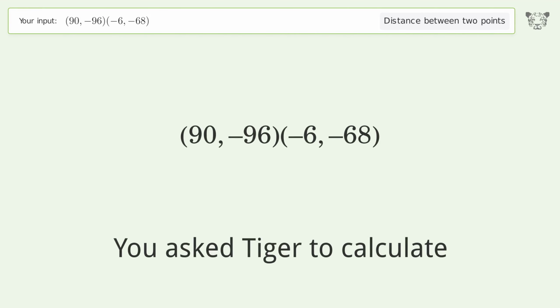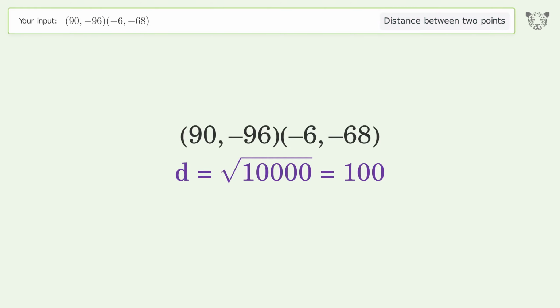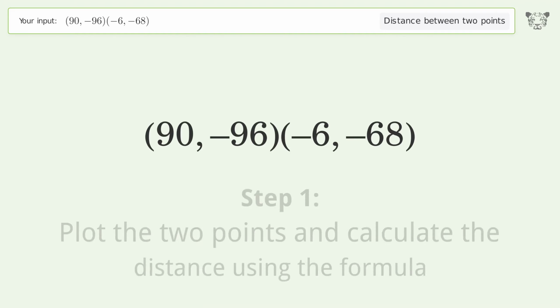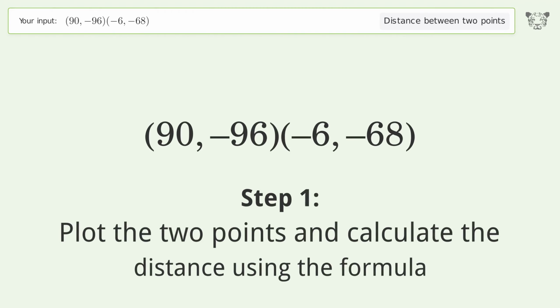You ask Tiger to calculate. This deals with the distance between 2 points. The distance between the 2 points is the square root of 10,000 or 100. Let's solve it step by step. Plot the 2 points and calculate the distance using the formula.